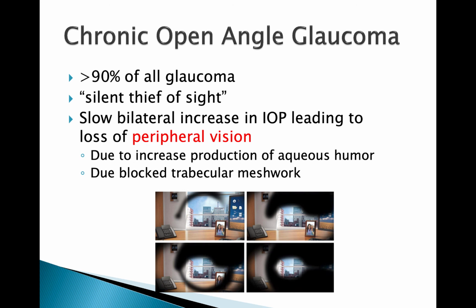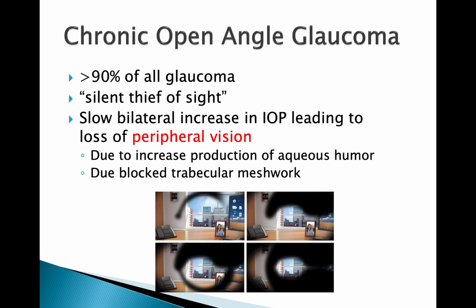So it's usually a slow bilateral increase in intraocular pressure, and it leads to loss of peripheral vision. This is due to the increased production of aqueous humor and blocked trabecular meshwork. But again, that's the hair clog in the drain. The water's not getting out as fast as it normally does. And it affects the peripheral vision. And most people don't even know this is happening.